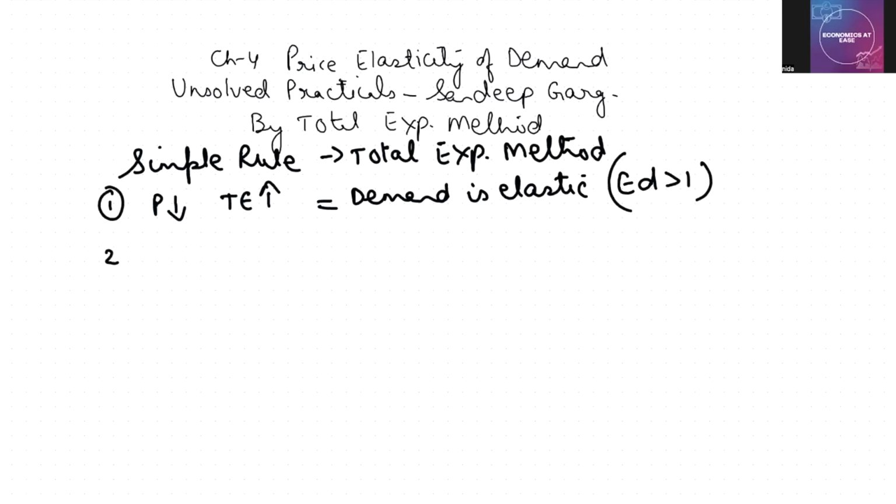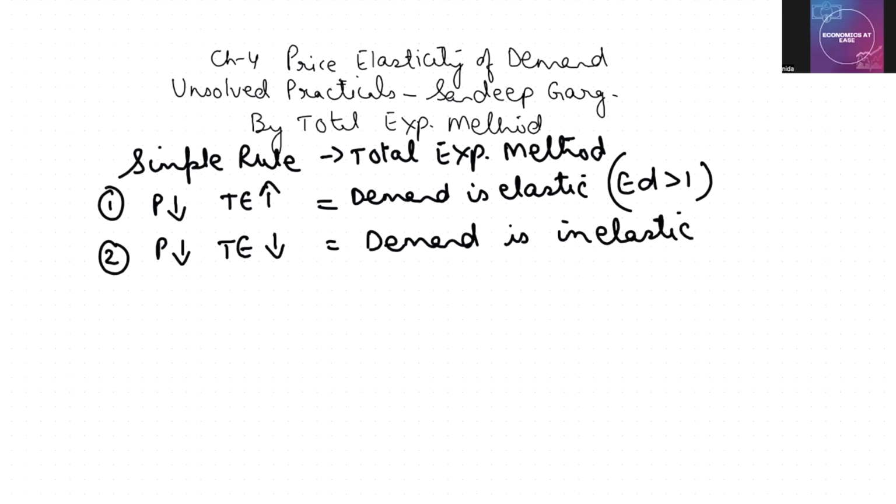The second rule: we need not calculate anything. If you see that price falls and total expenditure increases, then demand is elastic. If price falls and total expenditure also falls, then demand is inelastic. For those who have a little problem with the signs, I am saying elastic means ED is greater than 1, and inelastic means ED is less than 1. So this is the sign.